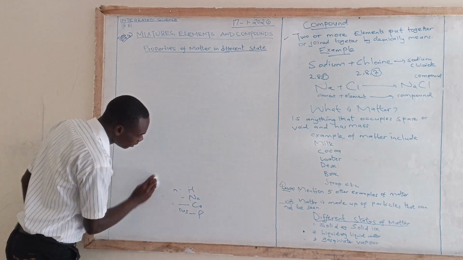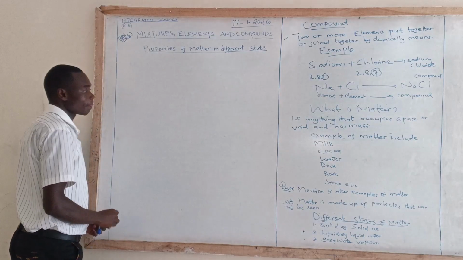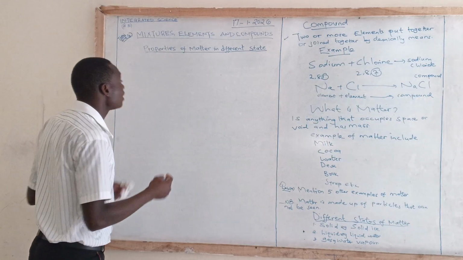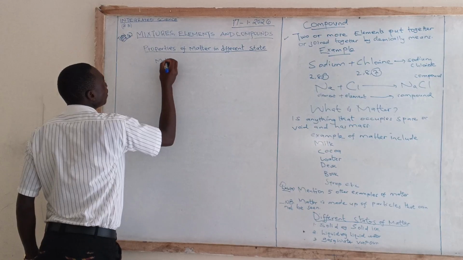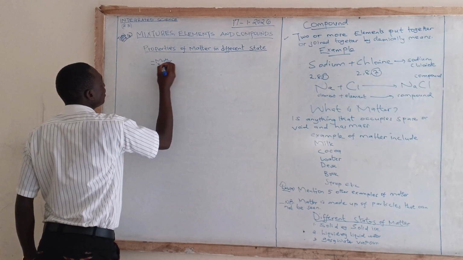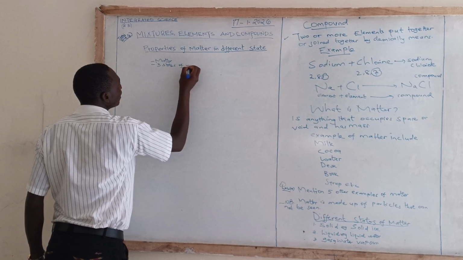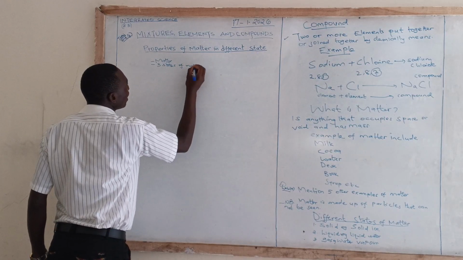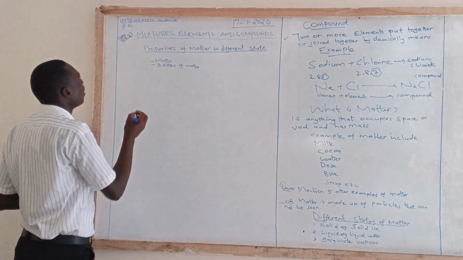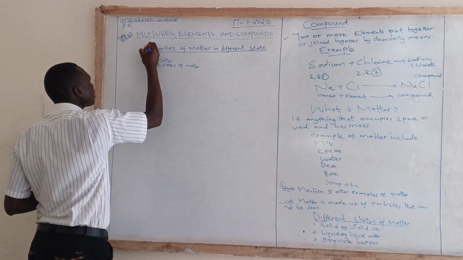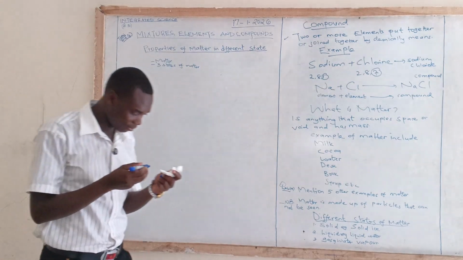Now, back to different properties of matter. We have known what matter is. We have known the three states of matter. And we have known that matter is made up of particles. So let's see, what are these properties?